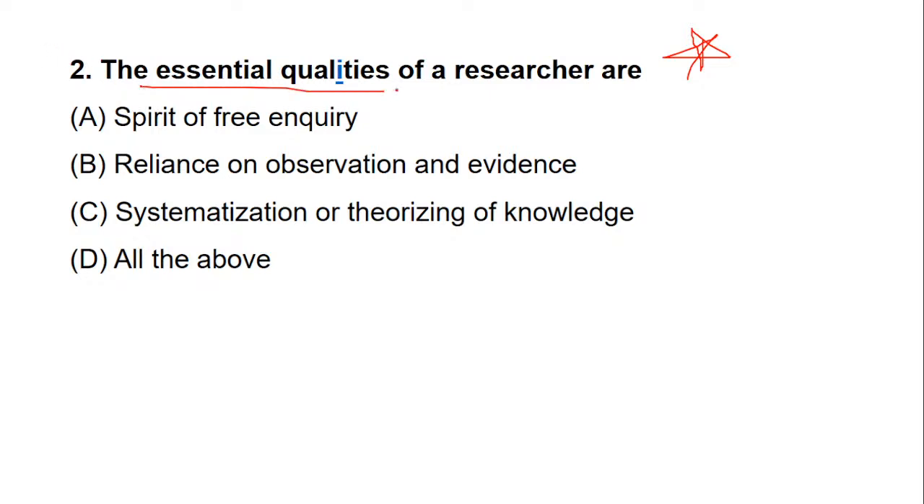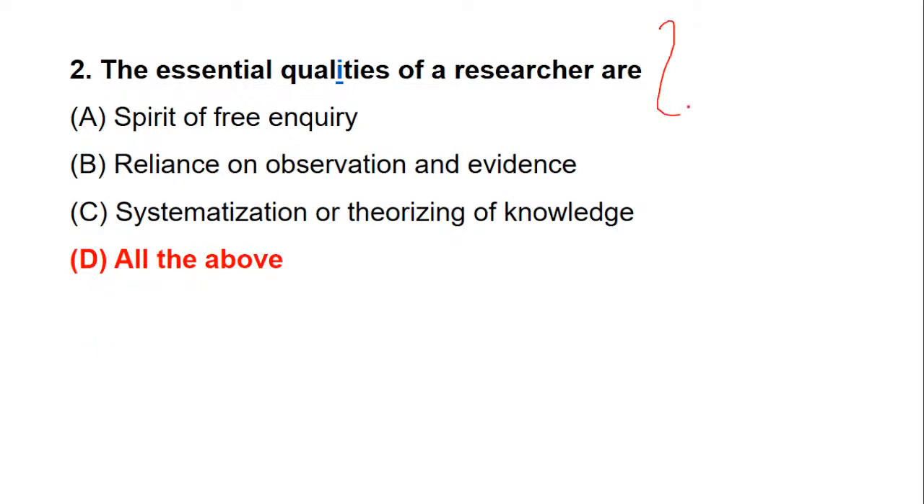Yes, first answer everyone has given, good, some have joined a bit late, it's okay. So we have come to question number 2 now. The qualities of a researcher include what? A spirit of free inquiry, reliance on observation and evidence, systemization or theorizing of knowledge, very good, and all the above, great. If you see the characteristics or attributes of a researcher, yes, his inquiry should be set free. He has to rely on observations and evidence, no doubt, in order to reach a conclusion of his research. It has to be systematic, it's one of the characteristics of research, and theorizing of knowledge. So all the above comes as your right answer.